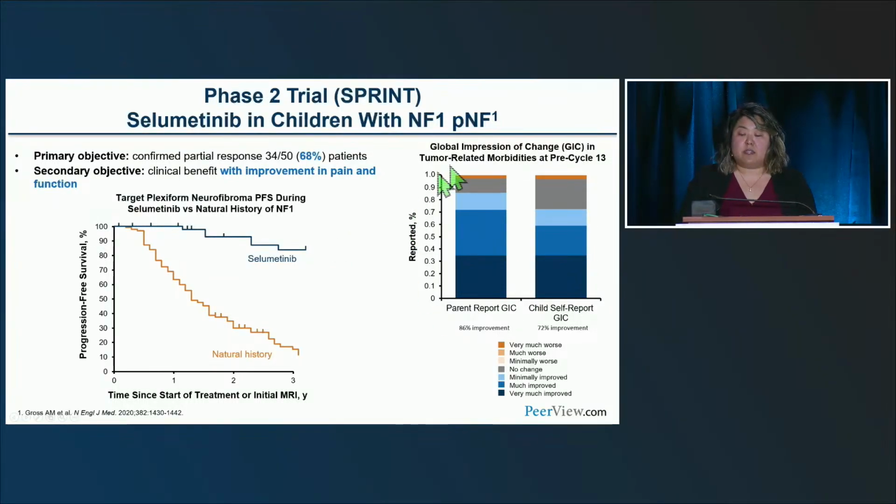This graph over here is what I was referring to in looking at the global impression of change. The darker blue numbers indicate much more improvement in their tumor-related morbidities, and the orangish colors are more indicative that they felt like those symptoms were worse. And you would see that parents and children predominantly felt that their symptoms were either very much improved or much improved, which is fabulous.